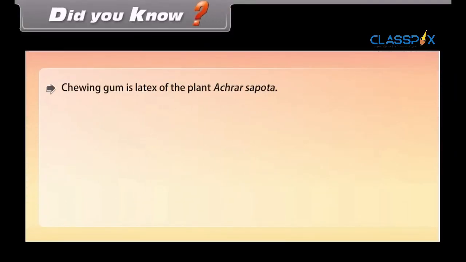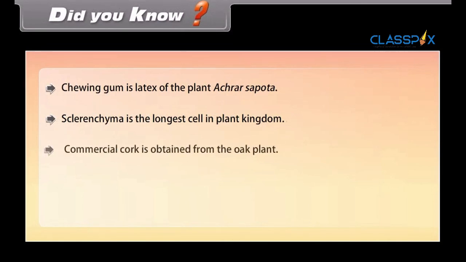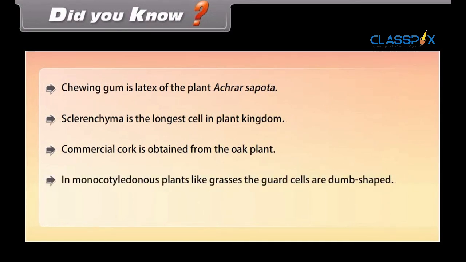Did you know chewing gum is the latex of the plant Achras sapota? Sclerenchyma is the longest cell in plant kingdom. Commercial cork is obtained from the oak plant. In monocotyledonous plants like grasses, the guard cells are dumbbell-shaped.